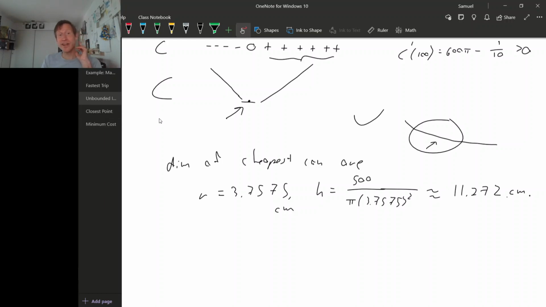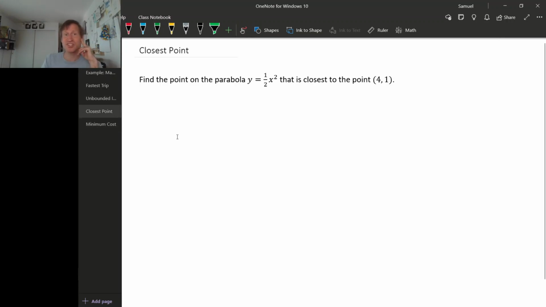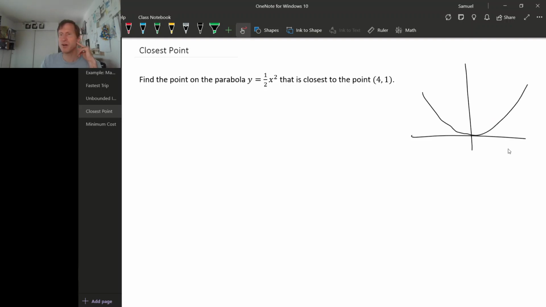All right, let's look at another typical situation that involves a non-closed or non-bounded domain for an optimization problem. This one's just a geometry problem. Let's find the point on this parabola, y equals 1/2 x squared, that's closest to the point (4, -1). So 1/2 x squared is going to look something like this. And (4, -1) is out here somewhere, right? Definitely it's not on the parabola, because if you plug this point into this equation, it does not make the equation true. And in fact, it's below the parabola.